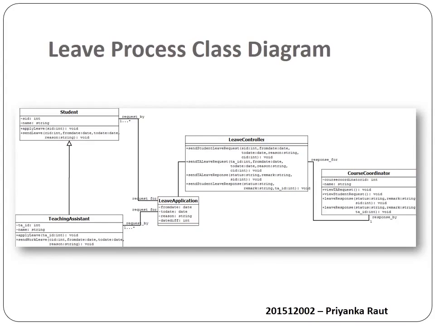This is the class diagram for leave process. In this class diagram, we have 5 classes: student, teaching assistant, course coordinator, leave application and leave controller, in which student, teaching assistant and course coordinator are the entity classes. Leave application is the boundary class and leave controller is the controller class. Now the flow starts with this.